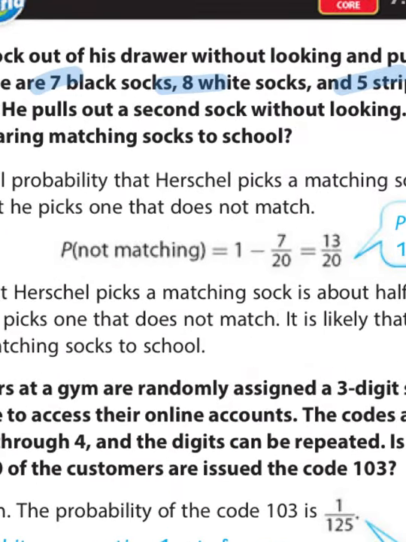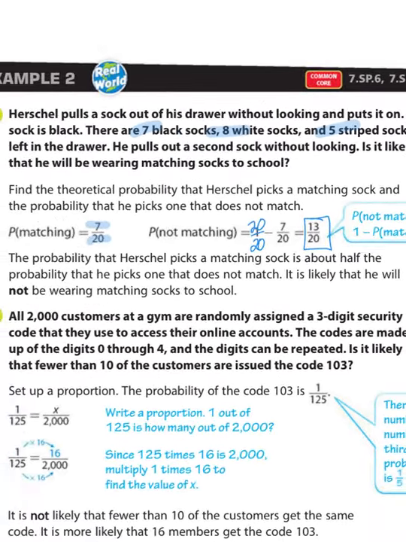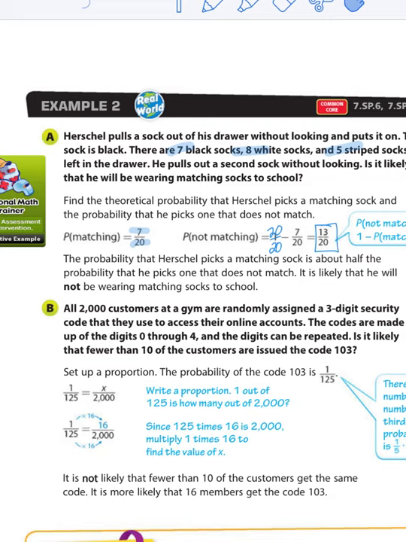And to do 1 minus 7/20, we can pretend that 1 is 20/20. 20 minus 7 is 13. So the probability that the sock does not match is 13/20. So the probability that Herschel picks a matching sock is about half the probability that he picks one that does not match. It's a little more likely that he will not be wearing matching socks to school.